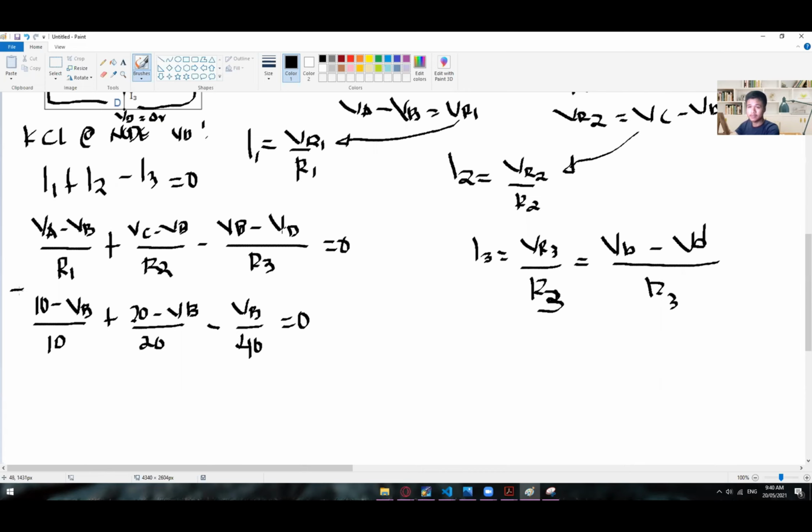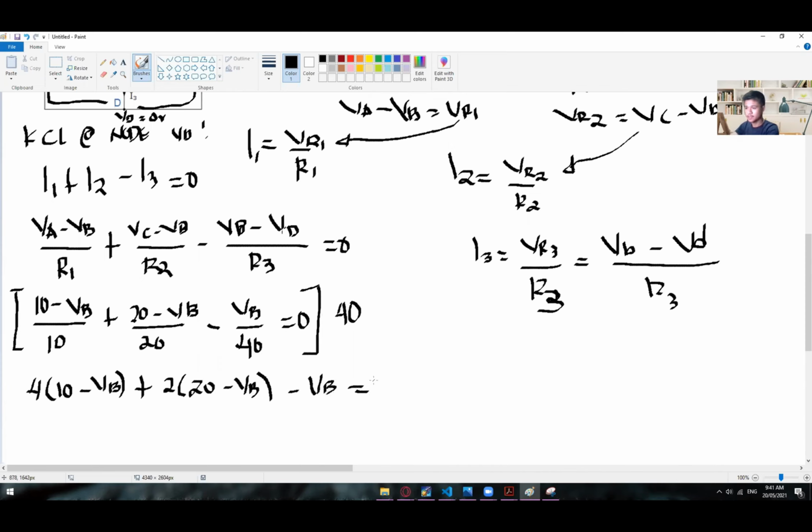In my case, I will multiply this by 40 to eliminate the denominators. So 40 divided by 10 is 4, so that's 4 times (10 minus VB), plus 40 divided by 20 is 2, so that's 2 times (20 minus VB). And then 40 divided by 40 is 1, so this simply cancels, minus VB, is equal to 0.